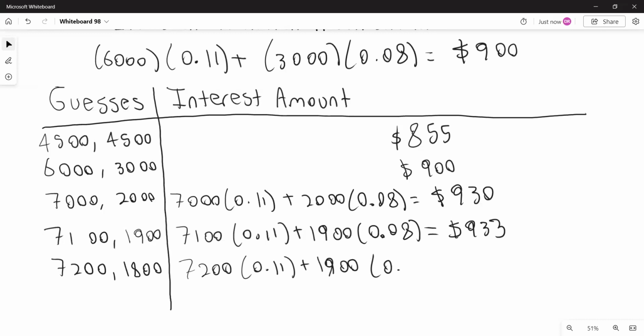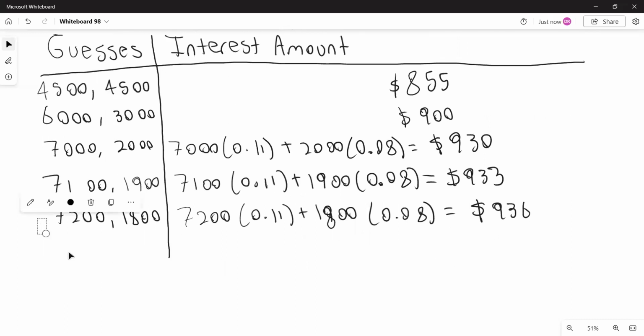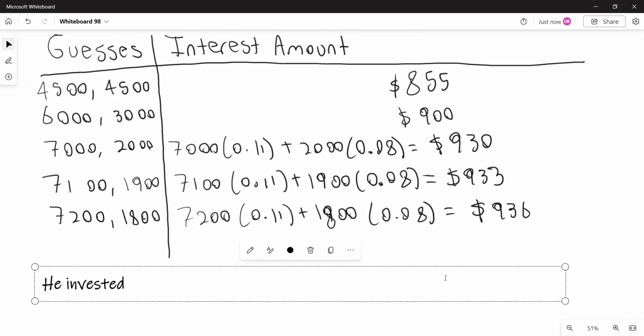And so that's 1,800. So if you calculate this, you'll find that the interest amount is 936. So at the end, we find that he invested 7,200 at 11%. And 1800 at 8%.